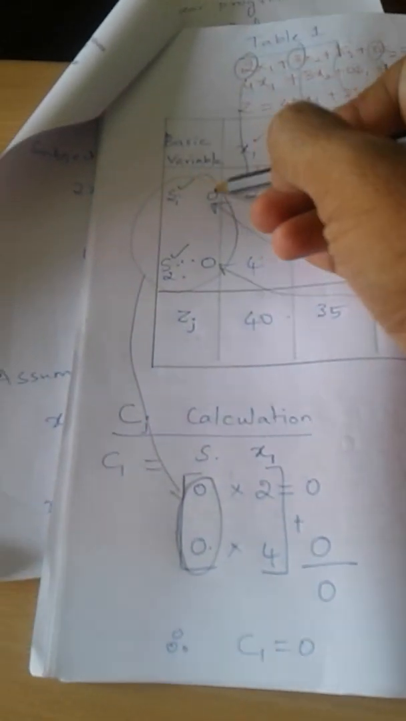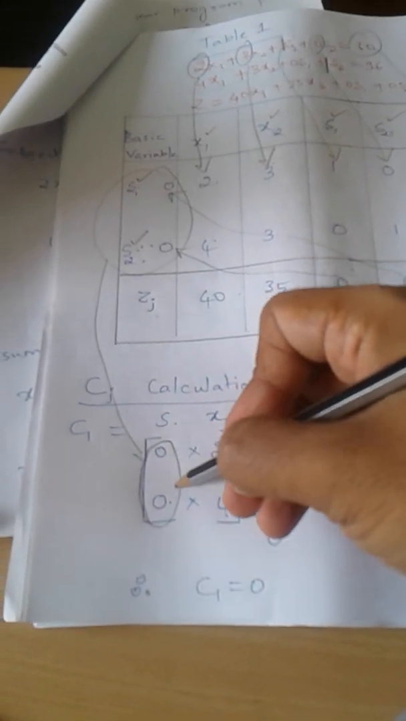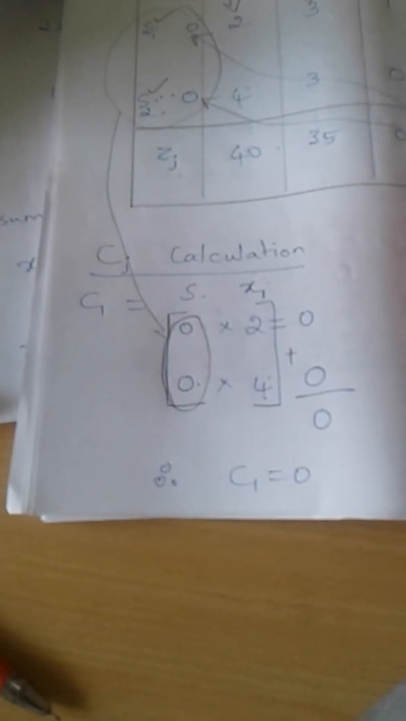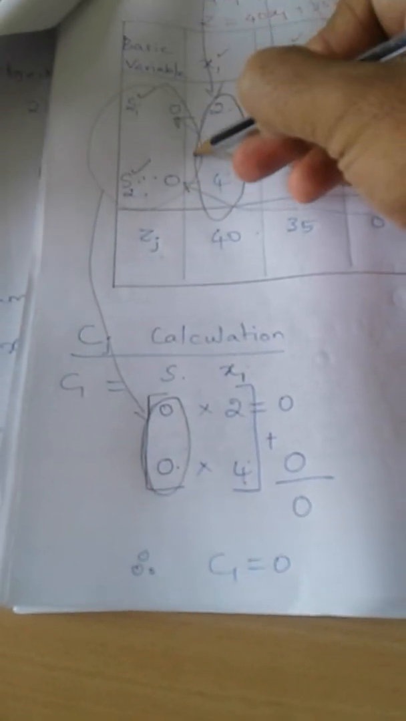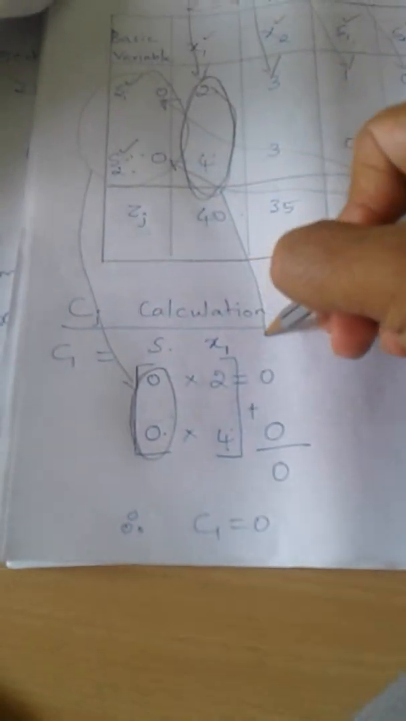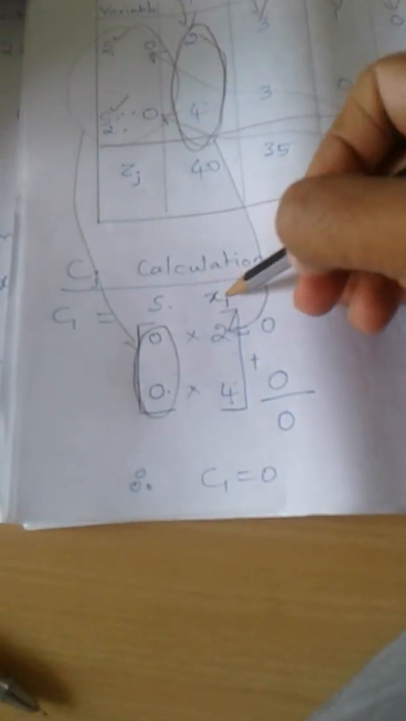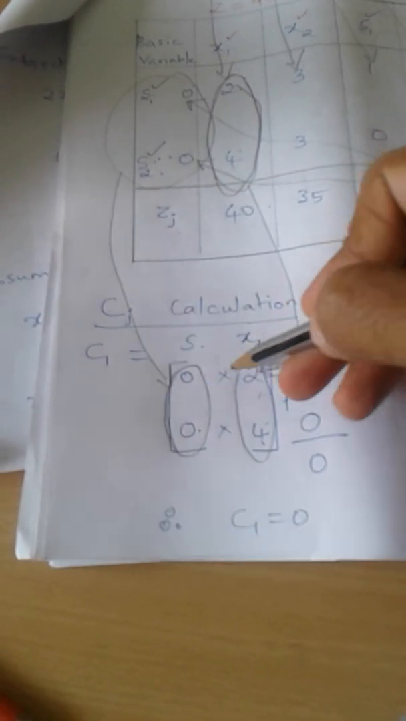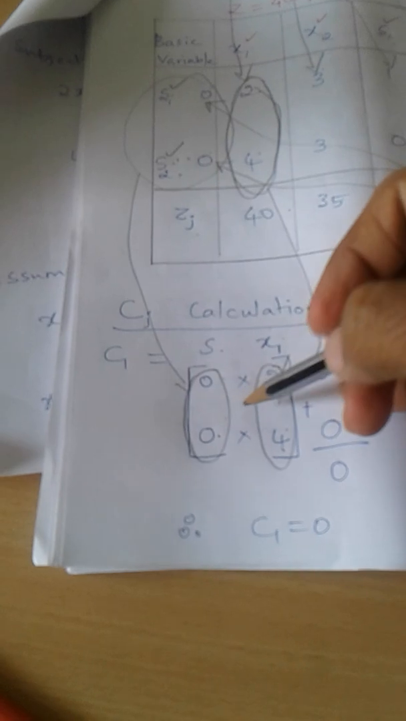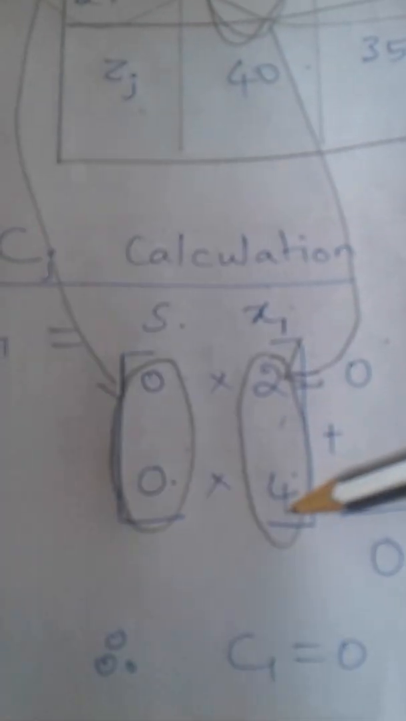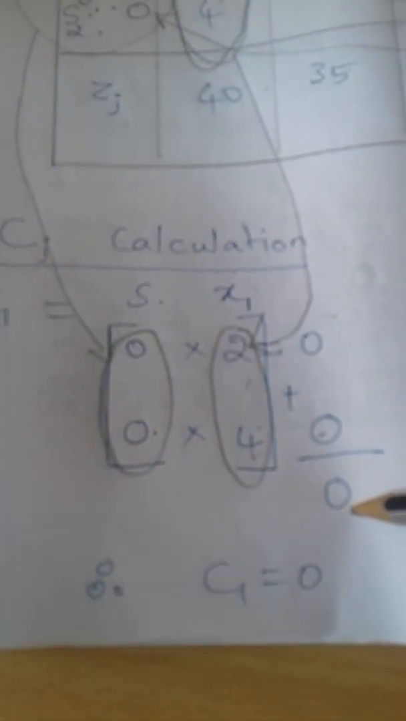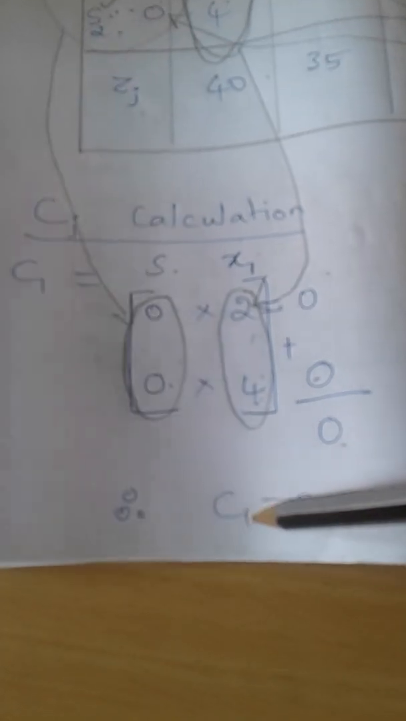All right, so here we have 0 and 0, the same values are being considered here and here. Now similarly x1 is nothing but 2 and 4, which we are considering here. Values under the x1 column are considered here, 2 and 4. When we multiply 0 into 2 we get 0, and when we multiply 0 with 4 we get 0 again. We add these two and get the answer as 0. That is the reason C1 is equal to 0.